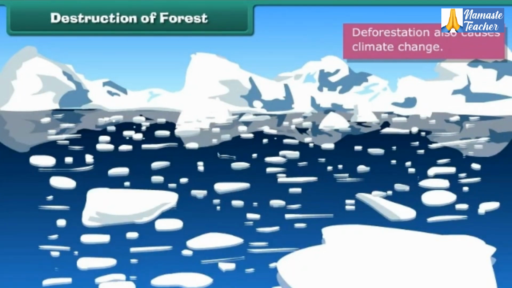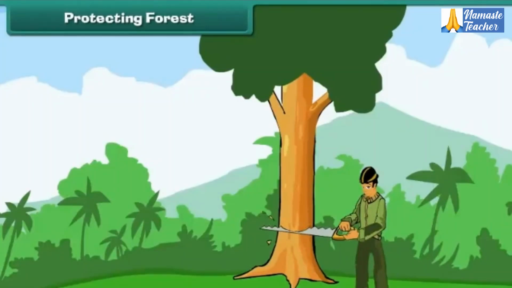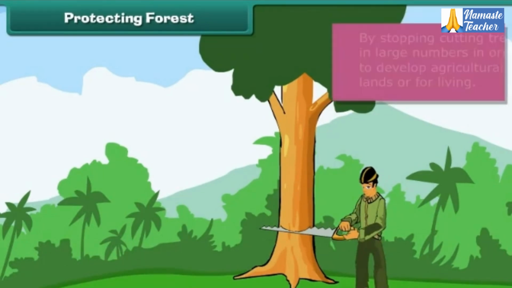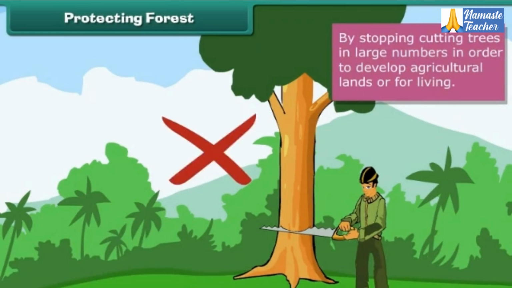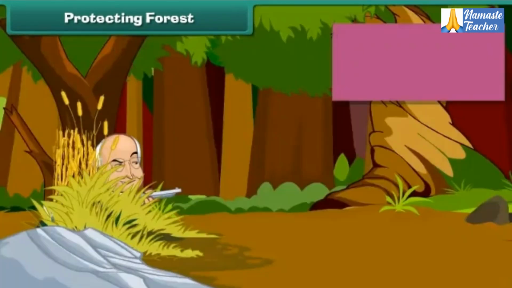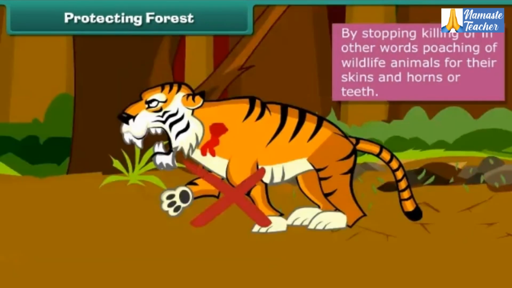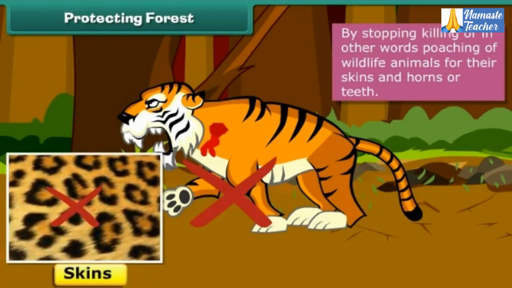We can't survive without trees, and that we have to understand. Protecting forest. We need to protect forests. The first and foremost step to protect the forests is to stop cutting trees in large numbers in order to develop agricultural lands or for living. It is also necessary to stop killing, or in other words, poaching of wildlife animals for their skins and horns or teeth.